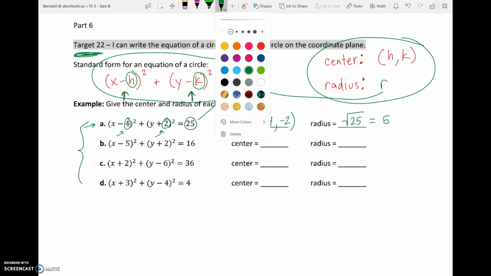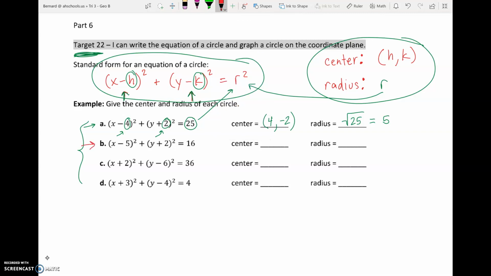All right, let's keep practicing. So now let's move to B. In B, we see a minus 5 and a plus 2 in the x and the y set of parentheses. And so since we see a minus 5 in the x, our center x value is positive 5. And if we see a plus 2 in the y, it is negative 2. And then again, our radius is the square root of the number we see. We see r squared, and we want r, so the square root of 16 is 4.